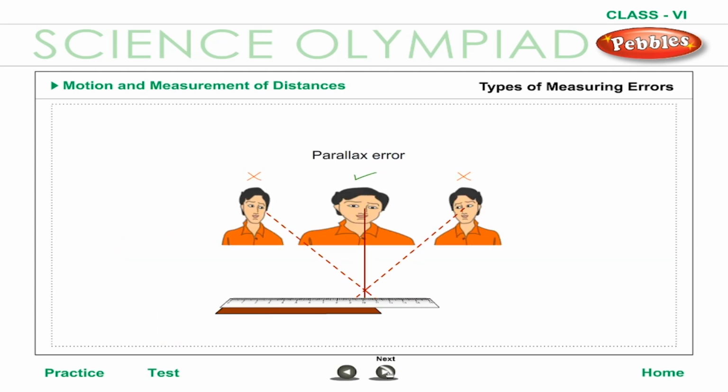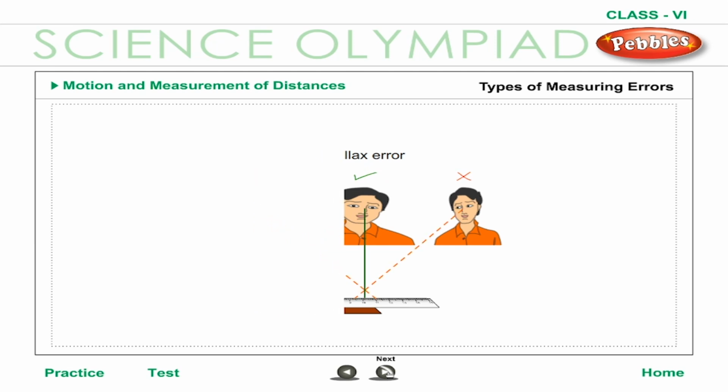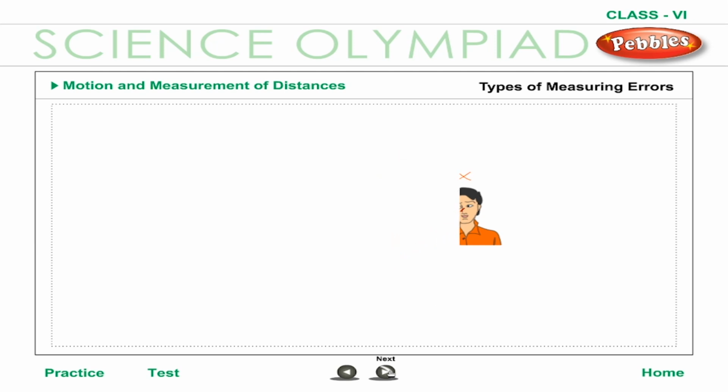Parallax error. Parallax is the change in apparent position when an object is viewed from 2 separate points. For example, if you hold up 2 fingers in line with your nose and move your head from side to side while viewing them, you will notice a change in the relative position of the fingers as you change your point of view. This is parallax.